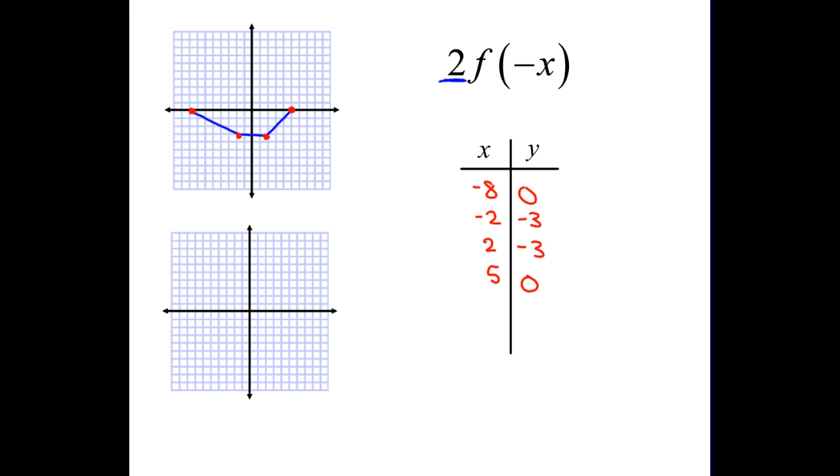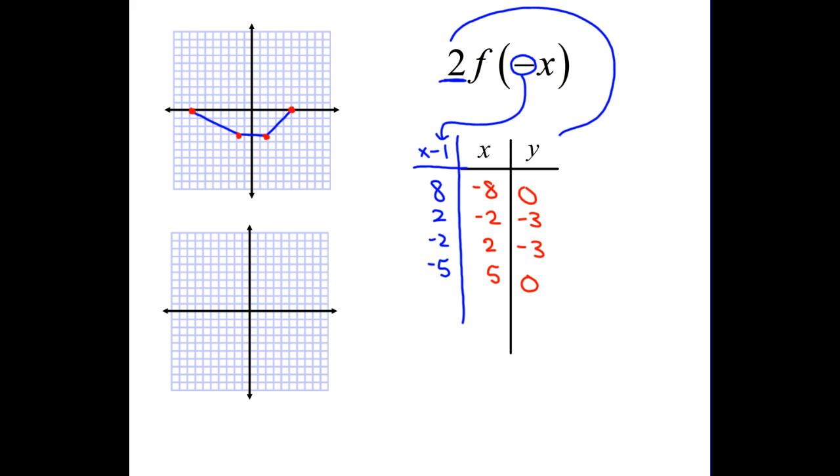Now we have to look at what's happening in our graph. So we know there's a 2 on the outside and there's a negative on the inside. Remember, the negative on the inside is going to affect our x values. So I'm going to multiply each of these by -1. So really we're going to end up with 8, 2, -2, -5. This 2, that's going to affect my y values, and I'm going to multiply by 2. Because it's on the outside, we're going to do the actual piece. Should be a vertical stretch. And my x's should be a reflection about the y-axis. So multiply by 2: -6, -6, 0.